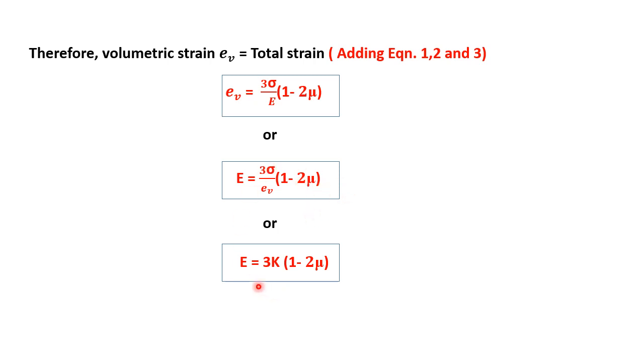Or we can also write that E is equal to 3K into 1 minus 2 mu. Why is K here? K is the bulk modulus, and the formula of bulk modulus is direct stress upon volumetric strain, so sigma by e V. This sigma by e V we can write as K. That's why the equation becomes 3K into 1 minus 2 mu.